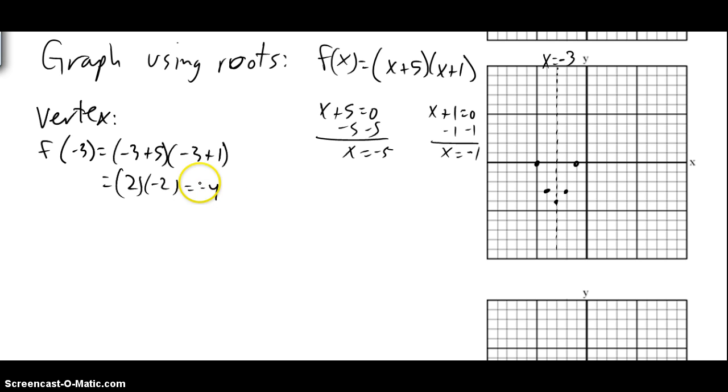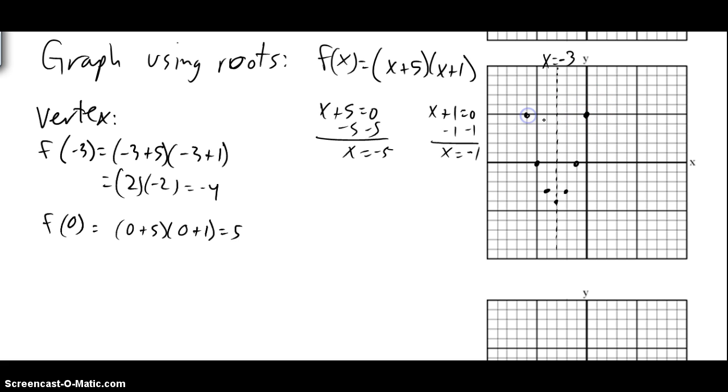Good. So we plugged in negative 3, found that it was negative 4. So now we have negative 3, negative 4, and from there I just did over 1, up 1, which matches our over 2, up 4. I might as well just find one more point, the y-intercept, by plugging in x equals 0. F of 0 would be 0 plus 5 times 0 plus 1, so that's just going to be 5. So I put that there.